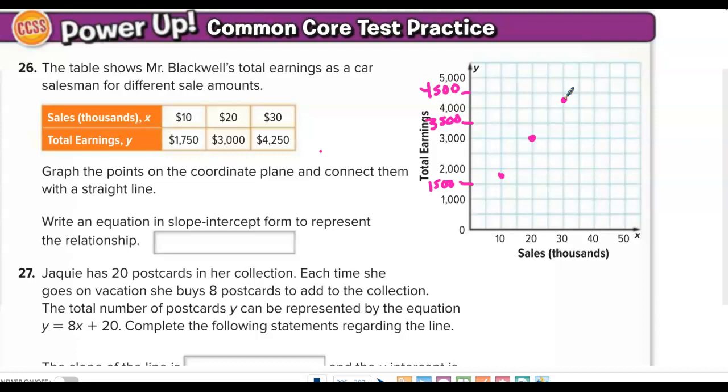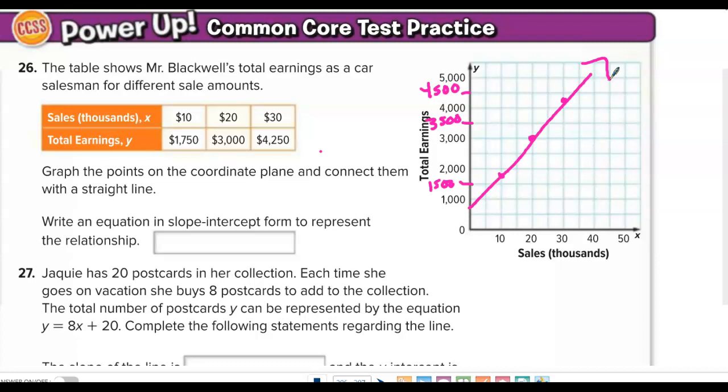Okay, so that's how you graph it. Then if you connect your graphs with a line like you were told to, it should look like that. Write an equation in slope-intercept form. So we need to figure out the slope, okay?